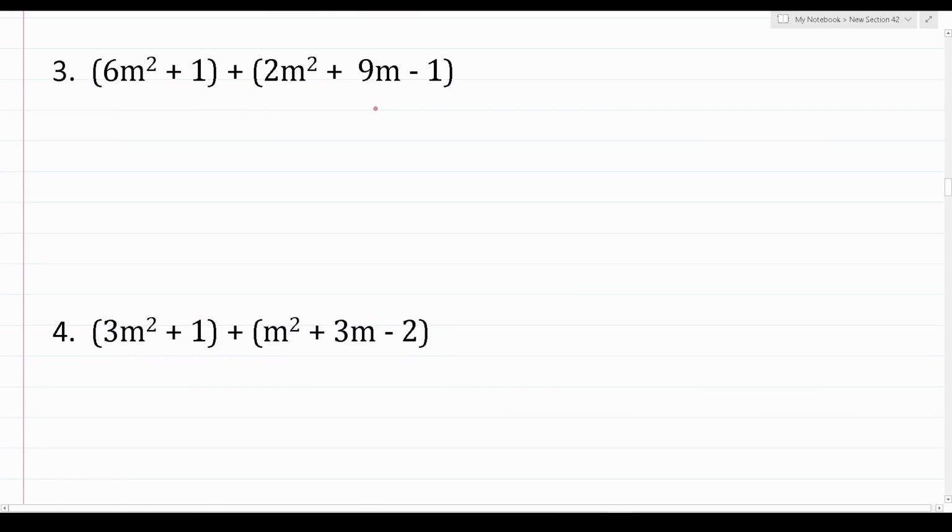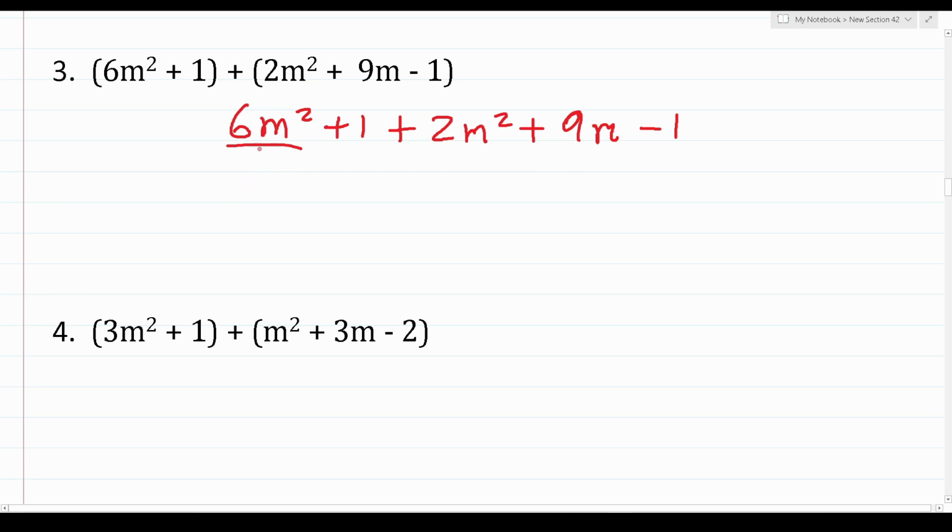All right, number 3 says 6m squared plus 1 plus 2m squared plus 9m minus 1. Again, we have a binomial and a trinomial, and we're adding those. So let's drop the parentheses. We have 6m squared plus 1 plus 2m squared plus 9m minus 1. Now that we've dropped parentheses, let's start combining like terms.